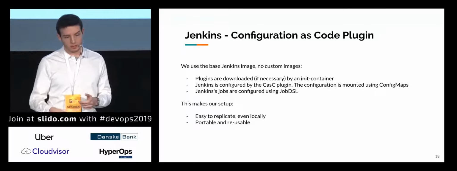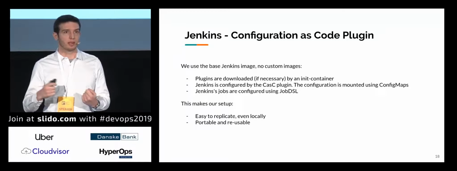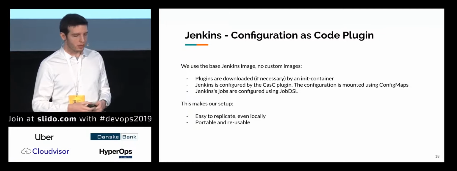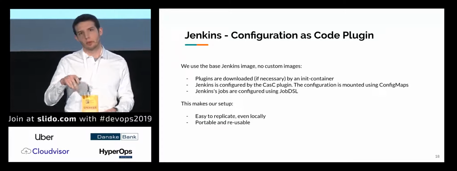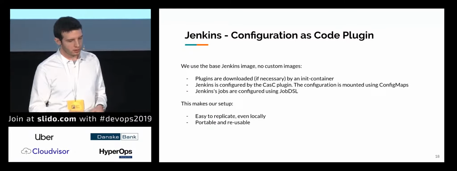This makes our setup, as I said, easy to replicate, even locally. You can just do it on Minikube, because everything is downloaded on demand if it's needed. And it's portable and reusable. So if I change something in the configuration of Jenkins, I can port it to all the others very easily. It's just a copy-paste.